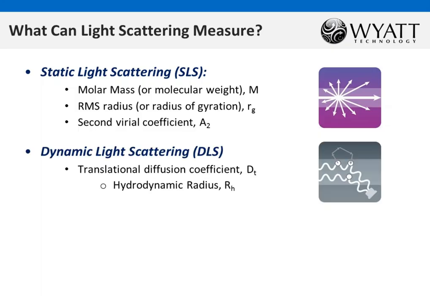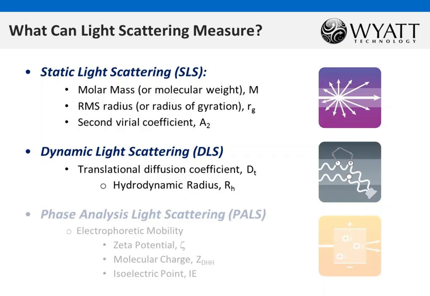The second technique is dynamic light scattering. In DLS, we observe the rapid fluctuations of the scattered light that originates from Brownian motion of molecules. Dynamic light scattering measures a translational diffusion coefficient of a solute, from which a hydrodynamic radius may be determined. We will not discuss the third technique, phase analysis light scattering, or PALS, in this webinar. In short, PALS measures the electrophoretic mobility of a molecule and determines charge of a molecule in an external electrical field using laser light scattering.